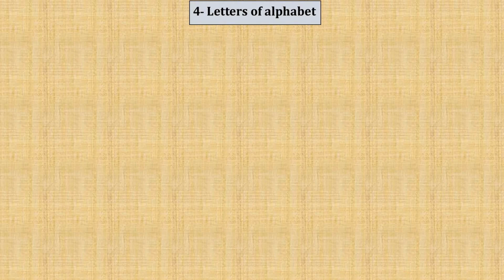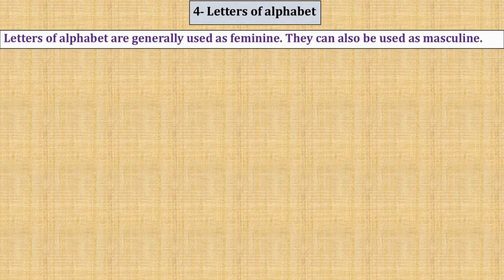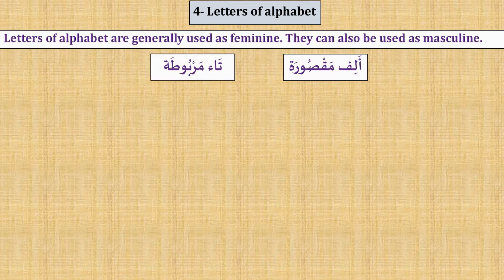And the fourth one is letters of alphabet is considered feminine. Letters of alphabet are generally used as feminine, but they can also be used as masculine, but mostly they are feminine. Alif maksura. We say alif maksuratun, not maksurun. We add ta marbuta because alif is a letter. Ta marbuta. We don't say ta marbut. We say ta marbutatun. Ends with ta marbuta.